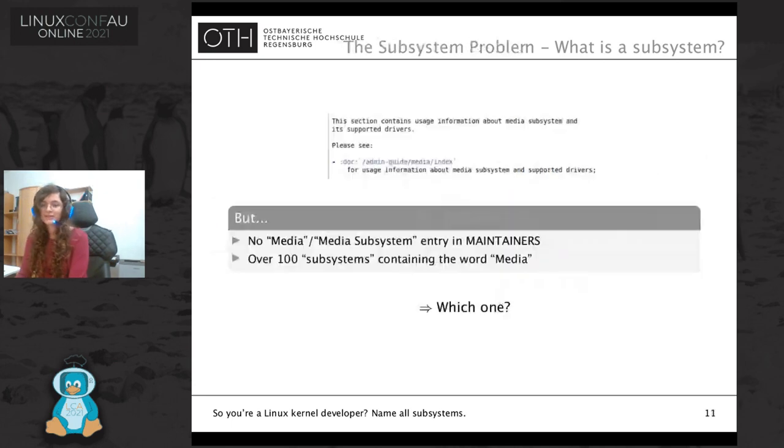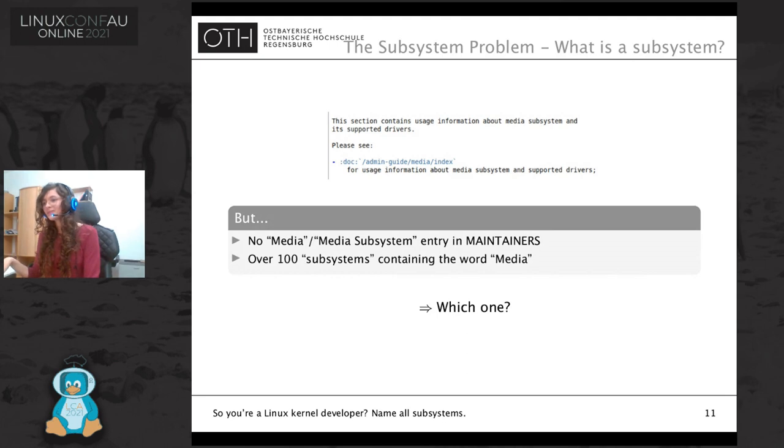Well, the only thing is, if you look a little bit deeper and search for the term subsystem in official documentation, you may stumble across something like this. So basically, it contains usage information about the media subsystem and stuff about the media subsystem. So obviously there's this thing called the media subsystem, and apparently maintainers is the place to start. So if you go up to maintainers and look it up, you will not find a single media or media subsystem entry in maintainers. Rather, there are over 100 subsystems containing the word media, which then raises the question, which one is it? And if I were to ask you which one of these standalone subsystems is the media subsystem that is mentioned here, pick any one of them and tell me which one's the one that is being talked about.